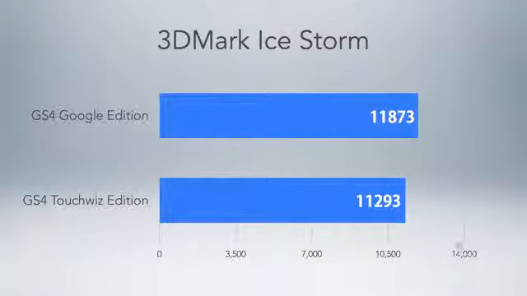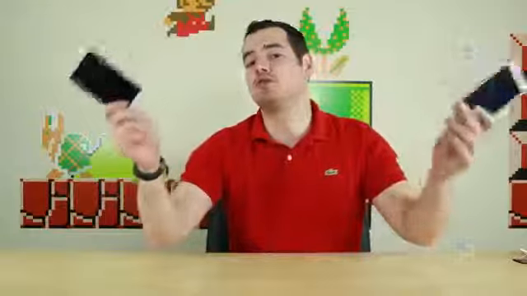And last but definitely not least, we've got 3D Mark with Ice Storm. Google Play Edition, 11,873 versus TouchWiz, 11,293. So out of 2 of the 3 benchmarks that I did, the unlocked Google Play Edition was faster.